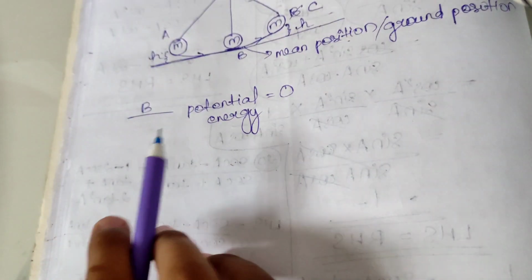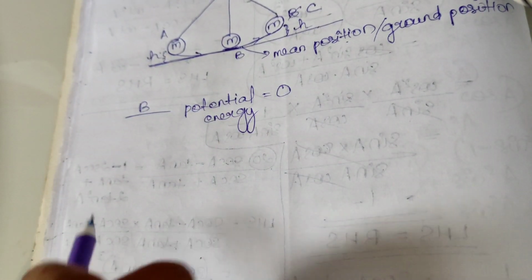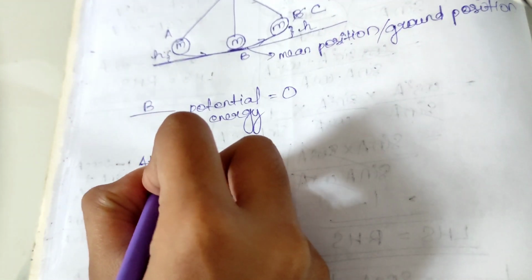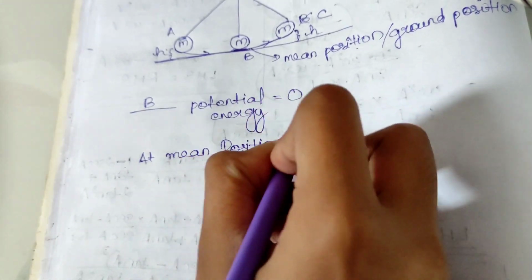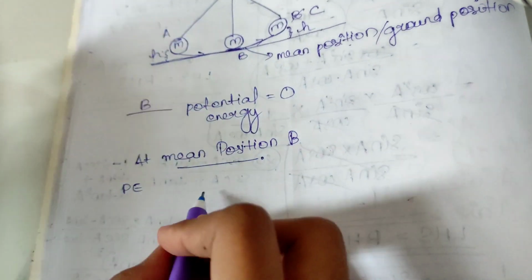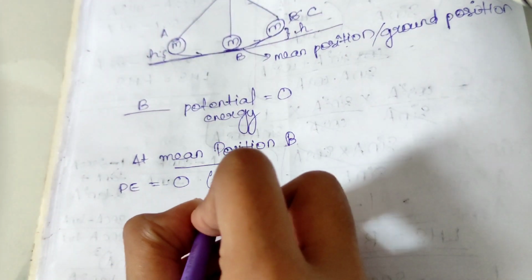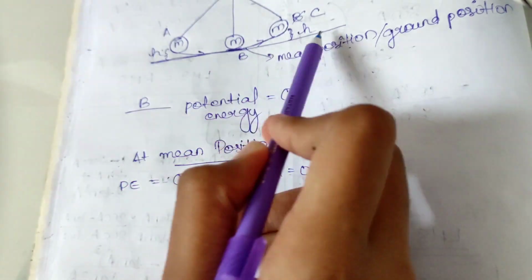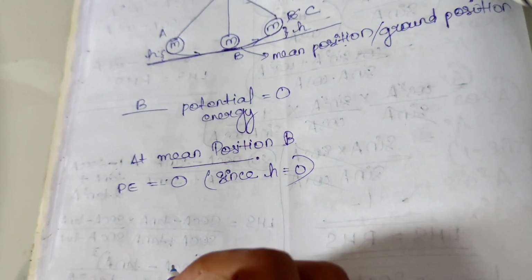Now let's see at which positions the simple pendulum has potential energy or kinetic energy. The first case is the B position, that is at mean position B. Let's write, at mean position B, potential energy. What is the potential energy at mean position B? Potential energy is 0. Why? Since height is equal to 0. There is no height from the mean position, right? So the potential energy is 0 since height is equal to 0.